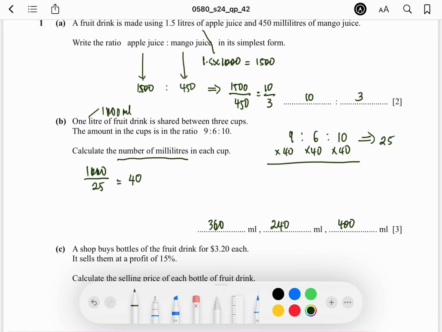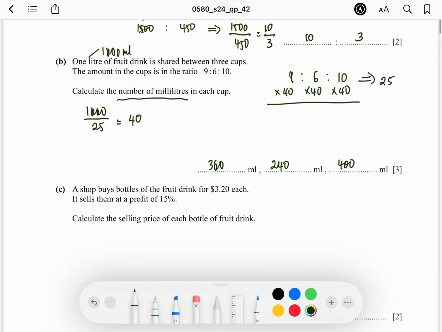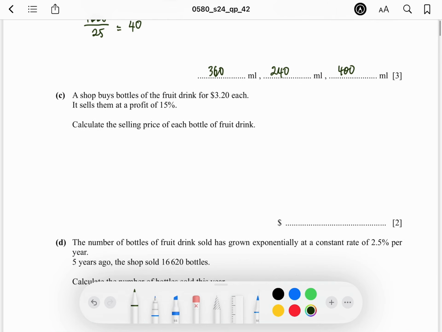Right, so next one. A shop buys bottles of the fruit drink for $3.20. It sells them at a profit of 15%. Calculate the selling price of each bottle of fruit drink. Well, Afiq, what do you do? What would you do?